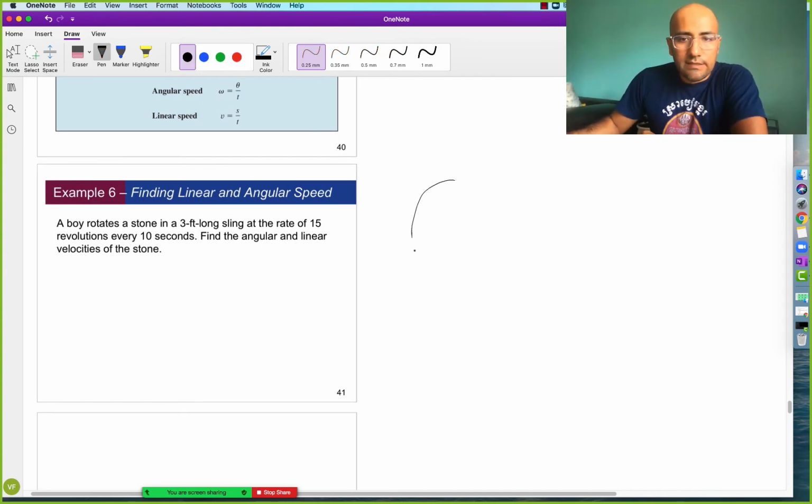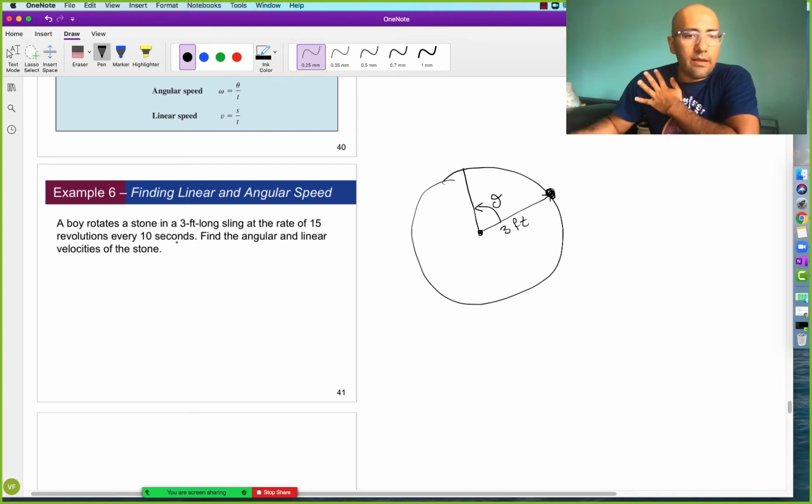So, for all intents and purposes, we have a giant circle where the kid is in the center of the circle, and we have some sort of string that has a radius of 3 feet. And then there's a stone at the end, and he starts rotating it. The rotation is given by 15 revolutions per 10 seconds. So that's not theta, that's omega. So we're given the rotation, find the angular speed.